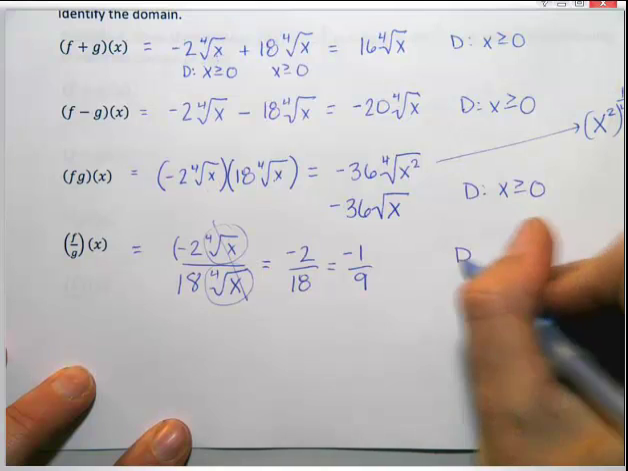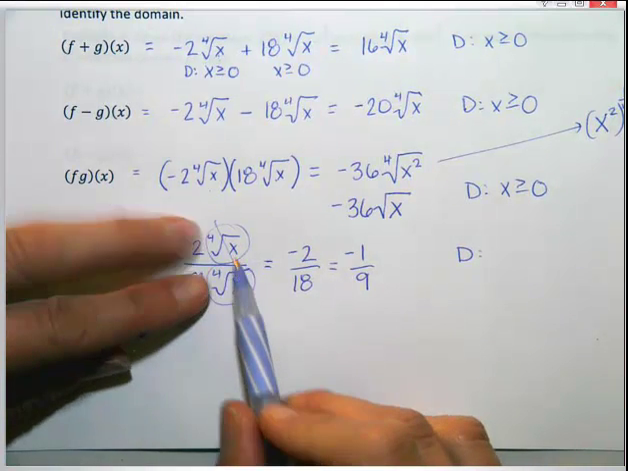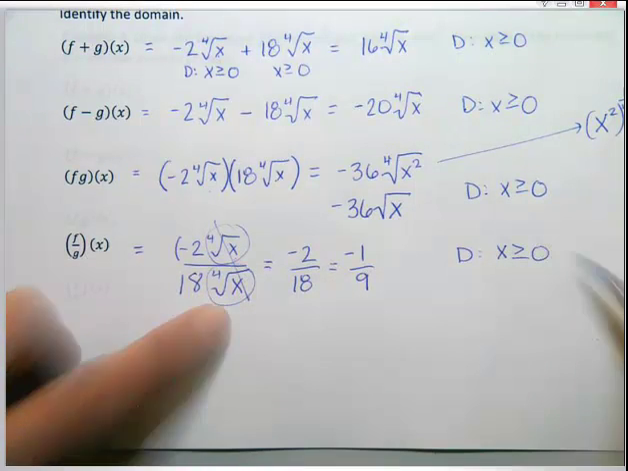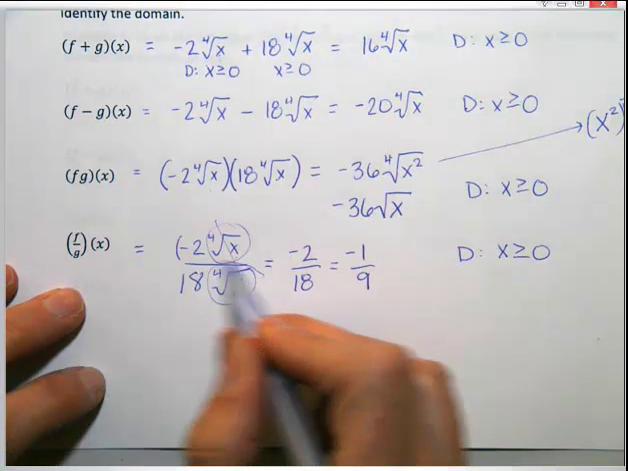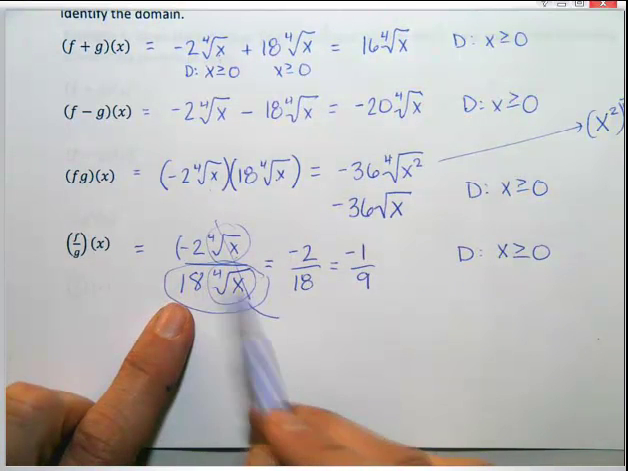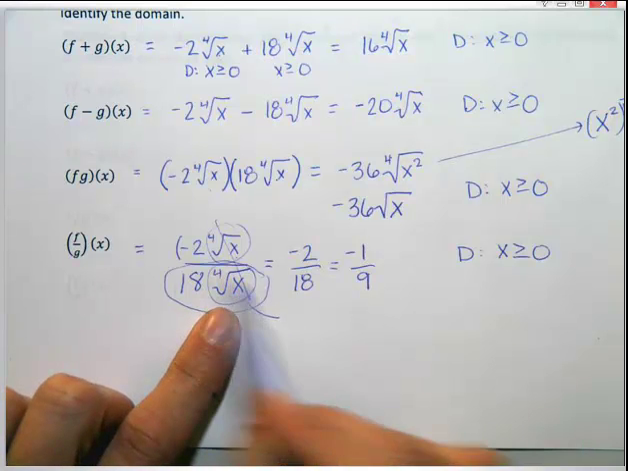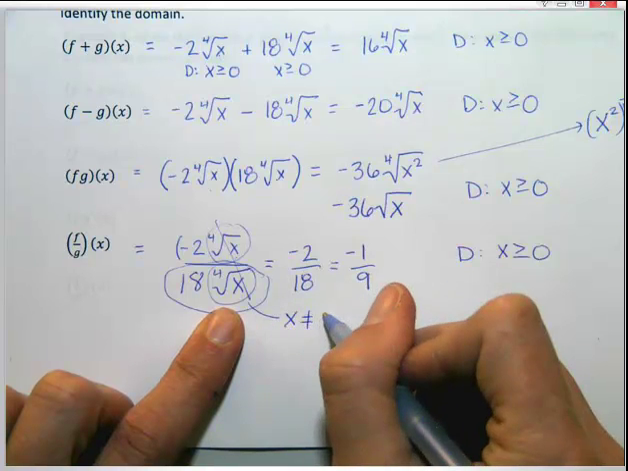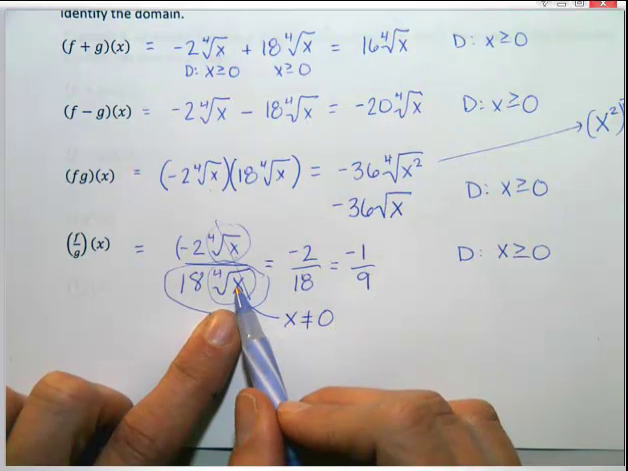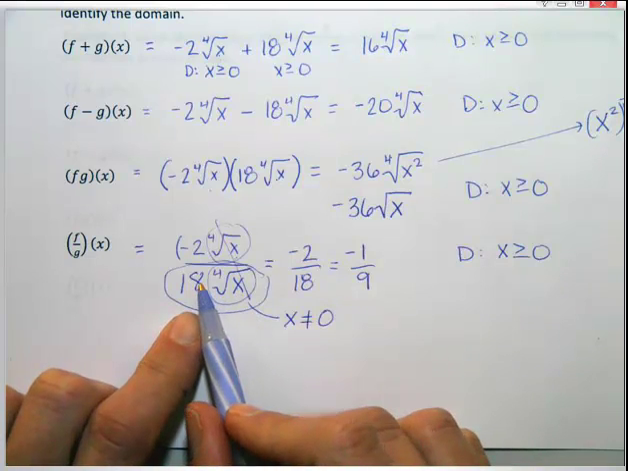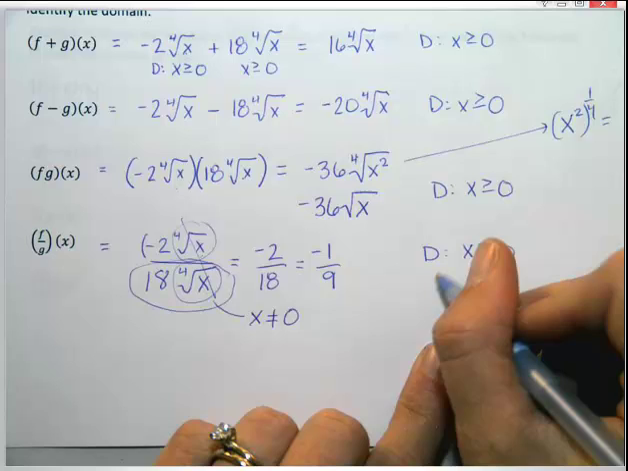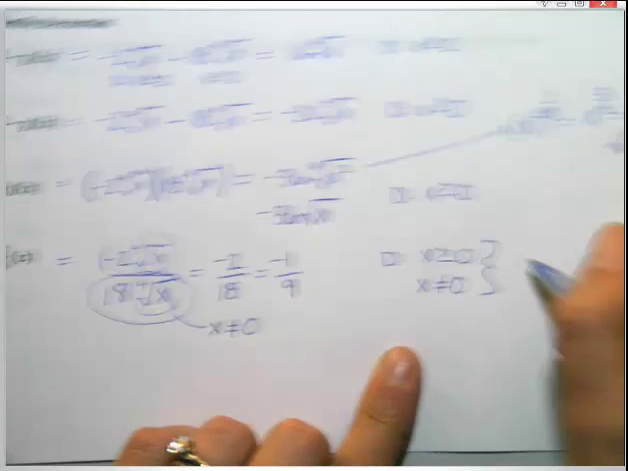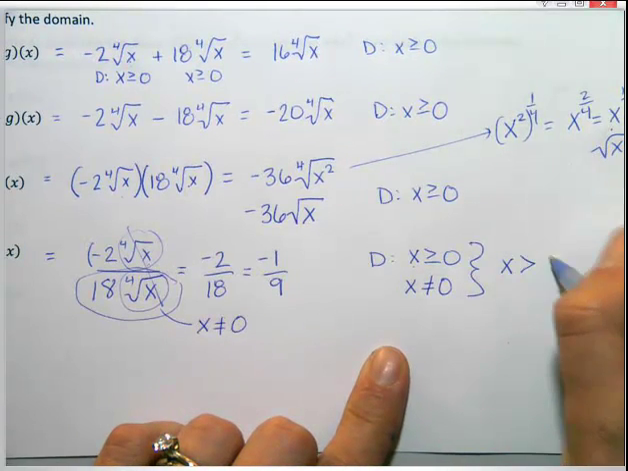Think about the domain for this one. Originally, the two functions, just fourth root of x and fourth root of x, have the domain x is greater than or equal to 0. But what we also need to look at is that when I divided by 18 fourth root of x, I have to worry about the denominator being 0. And so we actually have to say that x cannot equal 0 because the fourth root of 0 would be 0. We can't have 0 in the denominator. And so I'm going to go back over here and adjust my domain. If x has to be greater than or equal to 0, but x cannot equal 0, we should just say that our domain is x is greater than 0.